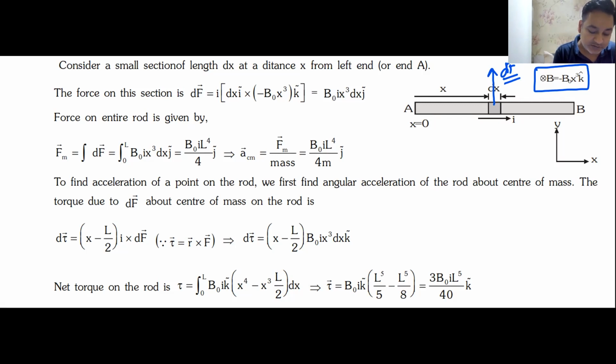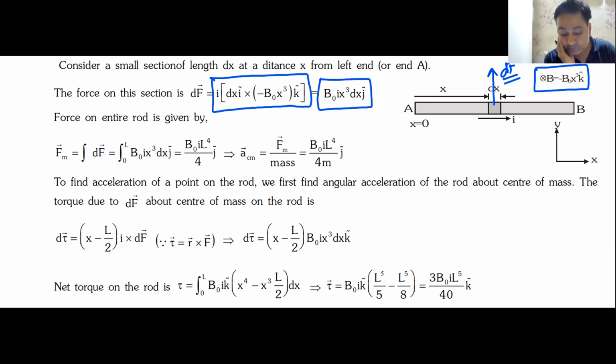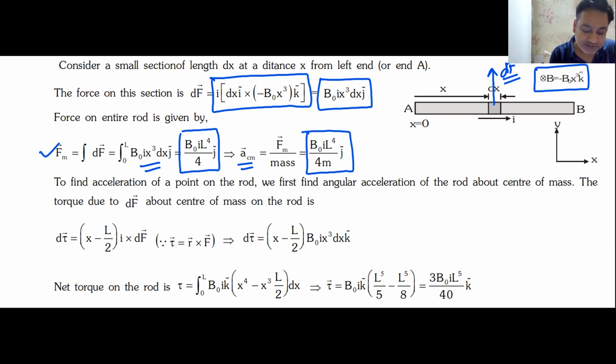So if I find out the force on a small section, it would look like this. It will be along positive j axis. So the total force on the rod, all the forces will add up, will be the integral of this. If I find the integral of this, it will be B naught I L raised to the power 4 by 4. Then I can find the acceleration of center of mass. The total force divided by the total mass will be the acceleration of center of mass.